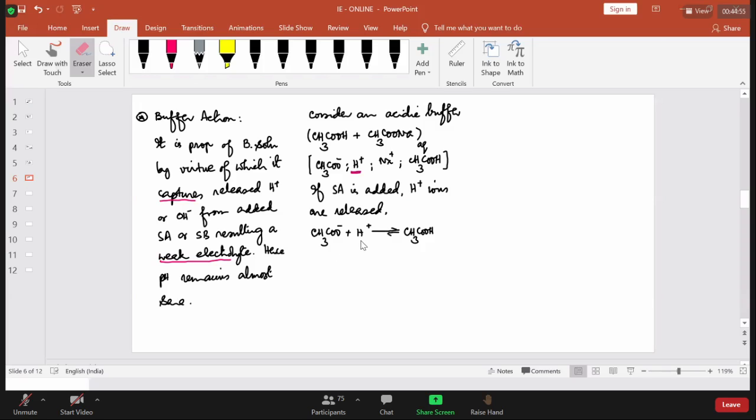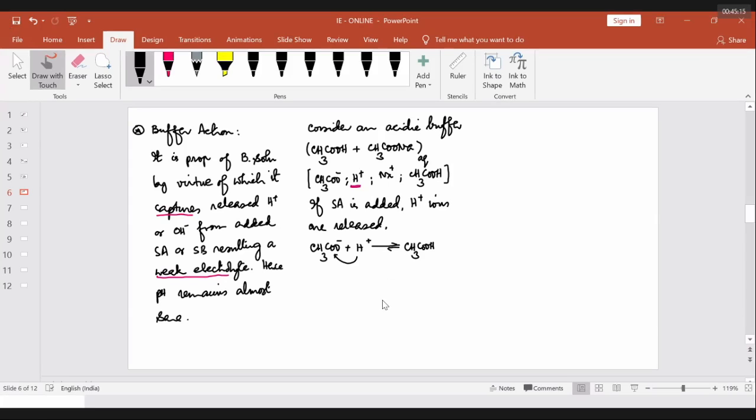Buffer action is this one, capturing H plus ion. This is capturing H plus ion. And after capturing, there is a formation of weak electrolyte. Remember, this is important. Only capturing is not suitable, right? There are certain people who are doing crime in the society, and there is a sub-inspector appointed in the colony. He is capturing all the criminals and locking them up so that peace remains constant, right?